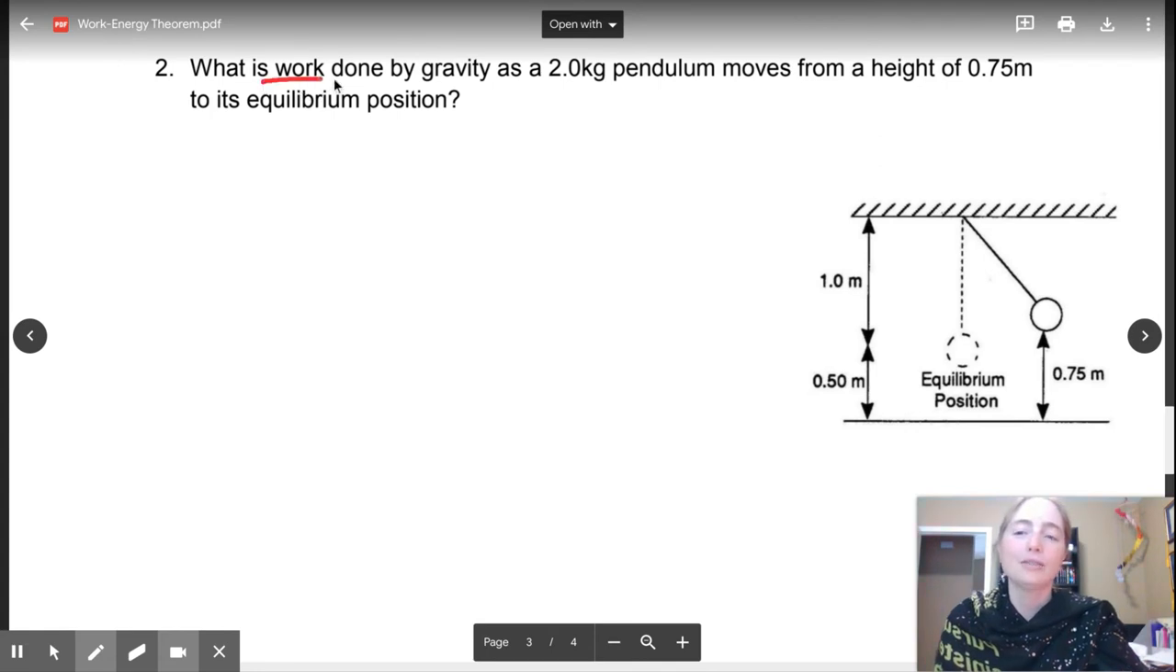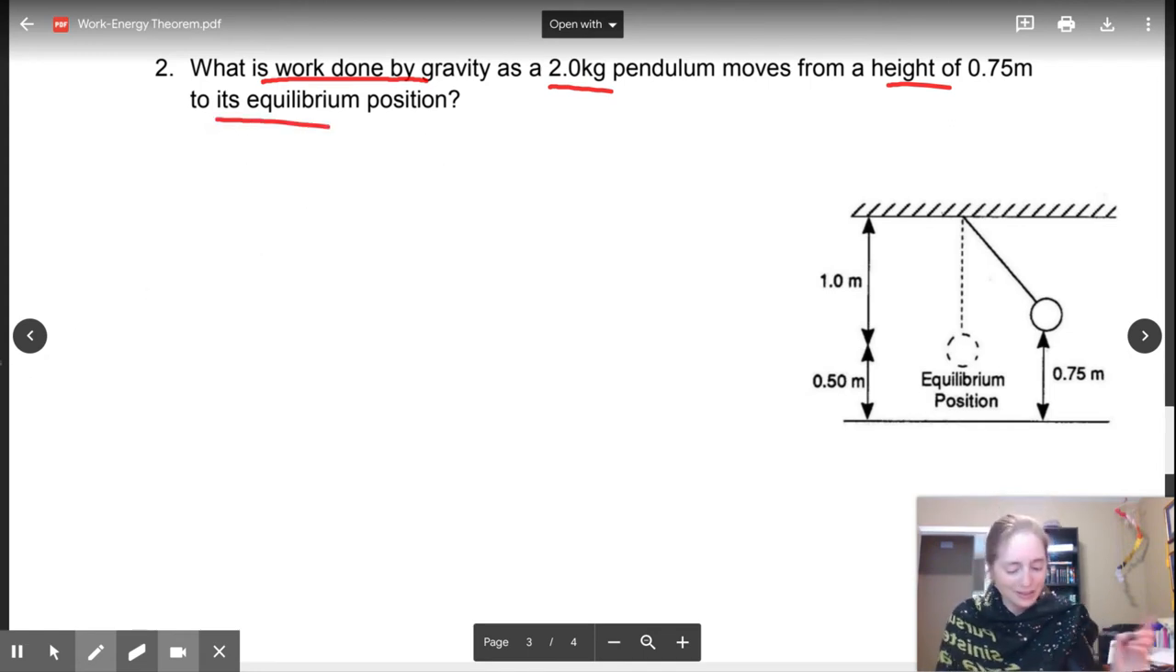What work is done by gravity as a 2 kilogram pendulum moves from a height of 0.75 meters to its equilibrium position? Okay, so let's think about what we've got here. Well, we have a height that the object is going to be moved. We have a distance that we are moving this. We're moving it from here to here. Okay, we're doing work. We know distance.